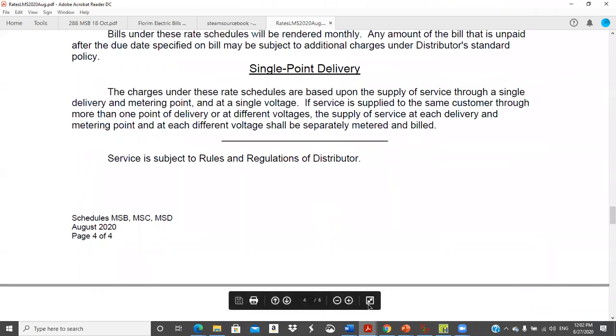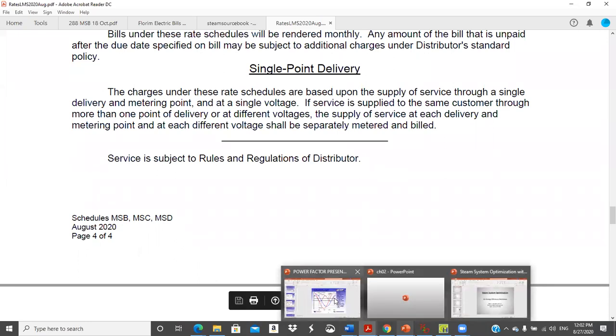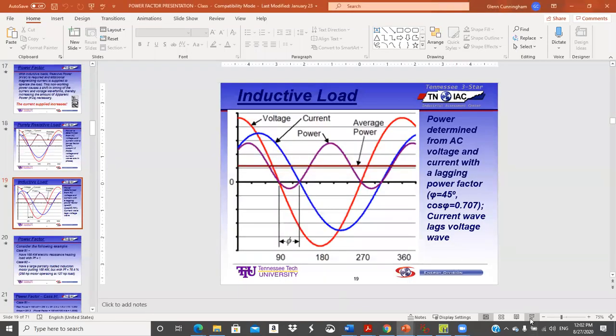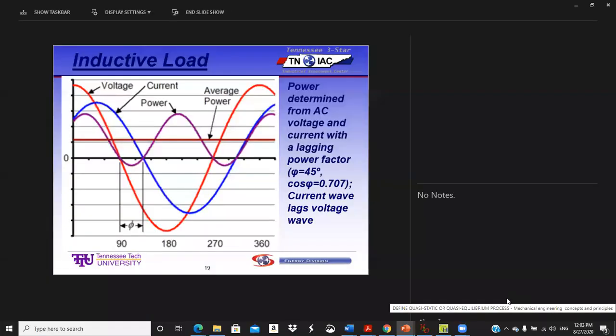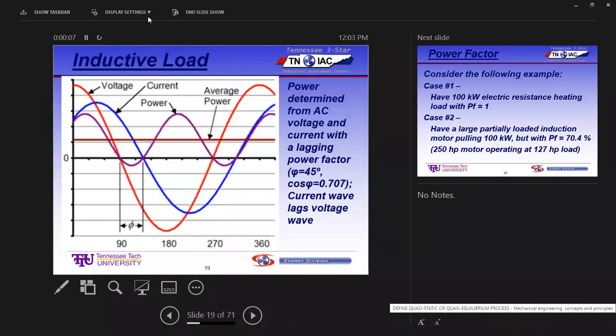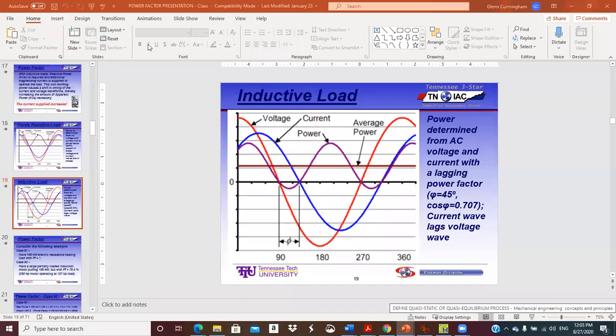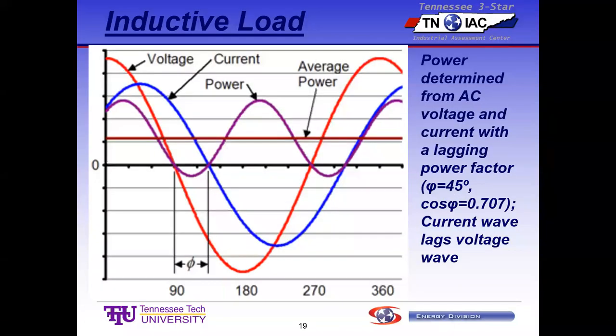So anyway, okay, we will pick up where we left off last time. Trying to get through a little bit on power factor here, and then we'll jump into the steam stuff. I'm going to send you a power factor assignment as well. I'll probably send you that over the weekend, something like that.